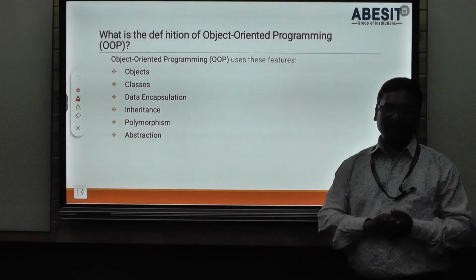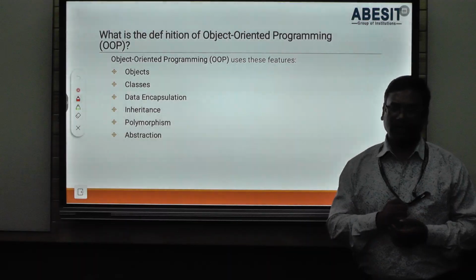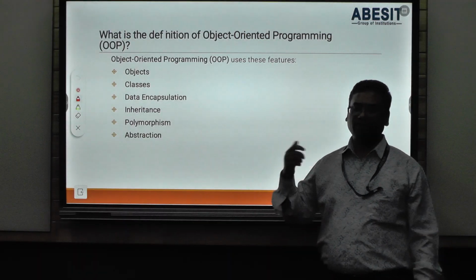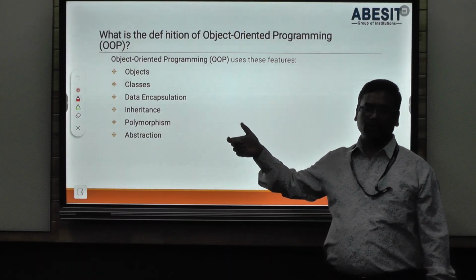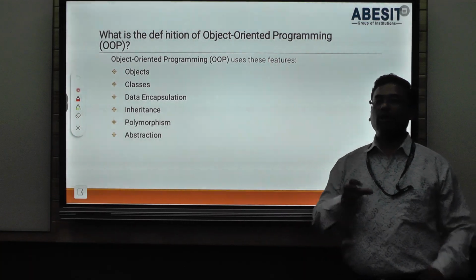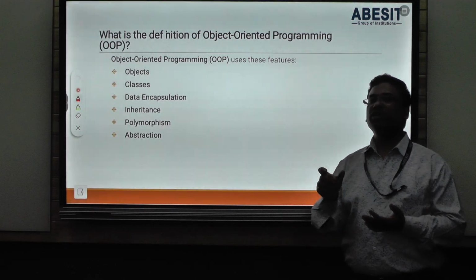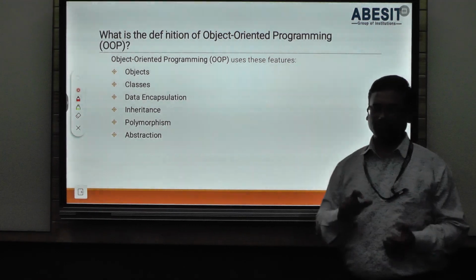Next, what is a class? A class is a blueprint for creating objects. A person class defines the common attributes and behavior for all person objects, meaning all person objects share the common features of the person class.